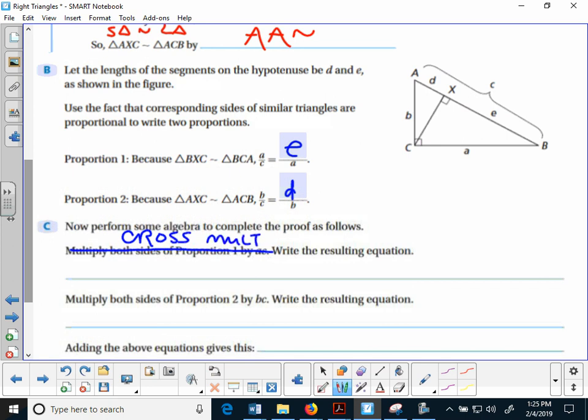Cross multiply. So if we go back to proportion 1, look what's going to happen right here when we cross multiply. What's A times A? It's A squared. And then here, C times E is just CE. We'll do it alphabetically. We're going to do the same thing with the next one. Cross that off, and so we're going to write cross multiply. We have B times B, which is B squared. And then C times D, which is just CD.